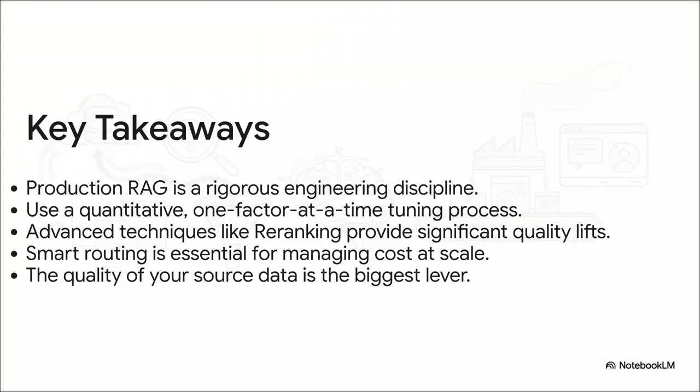Okay, so let's tie this all together. What are the big takeaways? First, building a production RAG system is a serious engineering discipline. Second, you have to use a quantitative, one-factor-at-a-time process to tune it. Third, advanced tricks like re-ranking can give you a huge quality boost. Fourth, you need smart routing to manage costs as you scale. And finally, and this is the most important one, the quality of your source data is everything. It is your biggest lever for success.